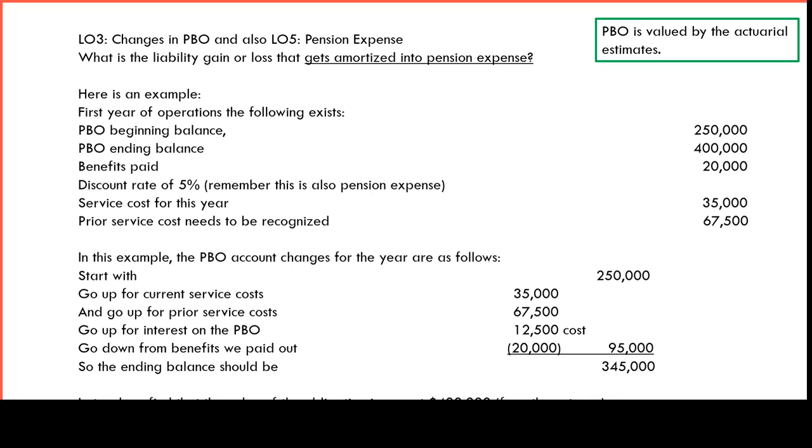So if we have an example here that you might work through, it has a number of items at the top. We have a similar problem to this, which we're going to be working when we work at our packet. We have a beginning balance, we have an ending balance. We pay benefits, and if you pay benefits, then you know your liability, or your PBO, is going to go down. We have a discount rate, and the discount rate is called pension expense, not interest expense. And we have service costs, which increase the PBO.